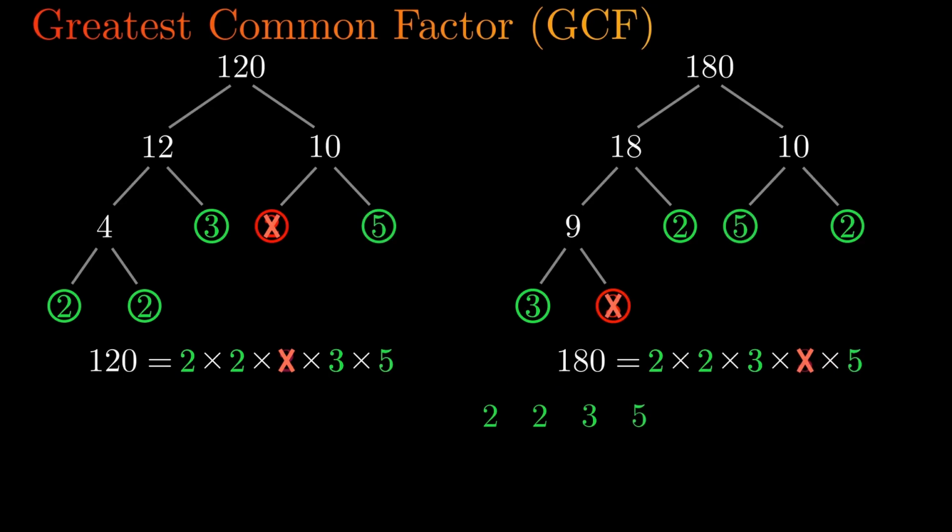The greatest common factor is simply the product of these matches. 2 times 2 is 4. 4 times 3 is 12. 12 times 5 is 60. So the GCF of 120 and 180 is 60. It works every time, no matter how big the numbers get.